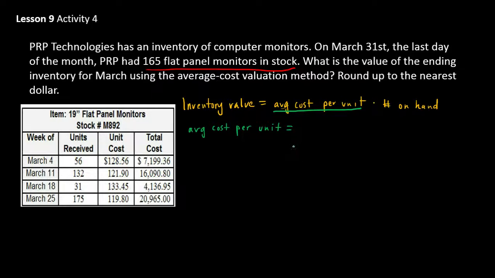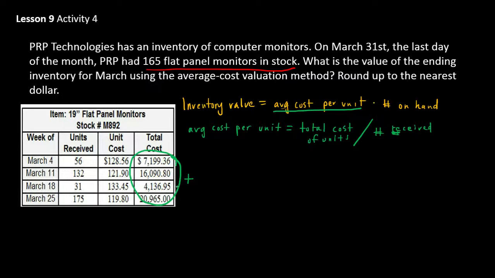And to find it, I'm going to take the total cost of my units, and I'm going to divide that by the total number received. It's the same way you would find an average for any other set of numbers, right? You add up all the numbers you have and then divide by the number of units. So if I add up my total cost of units, that's everything in this column. So I'm going to take the sum of all of those numbers.